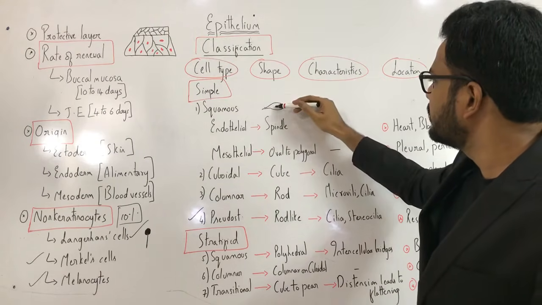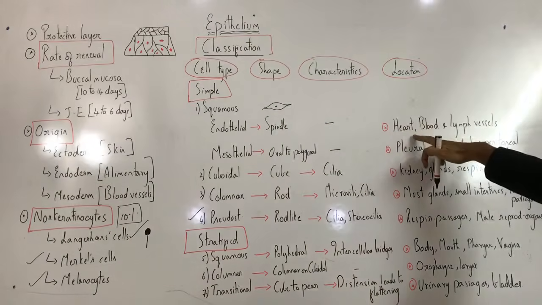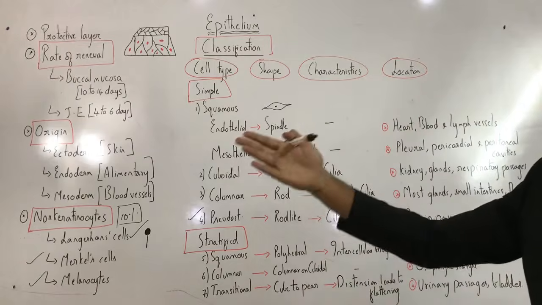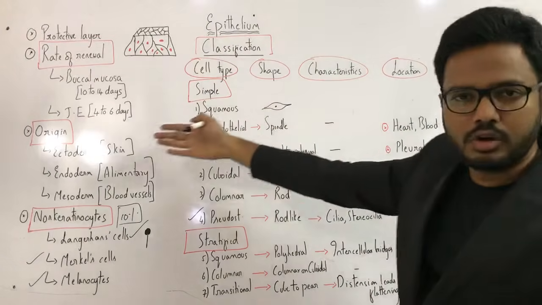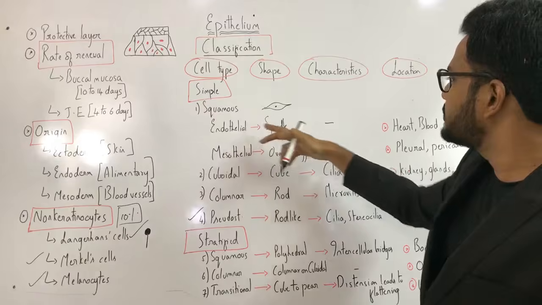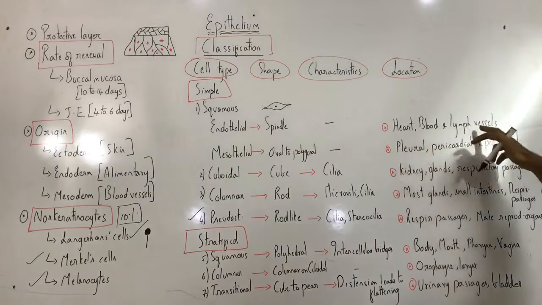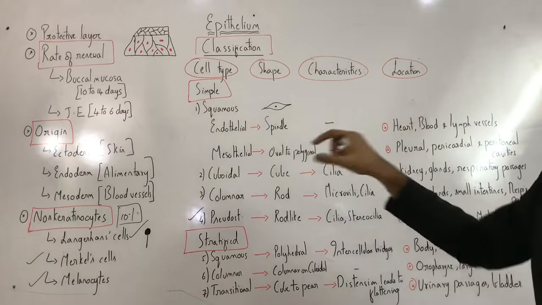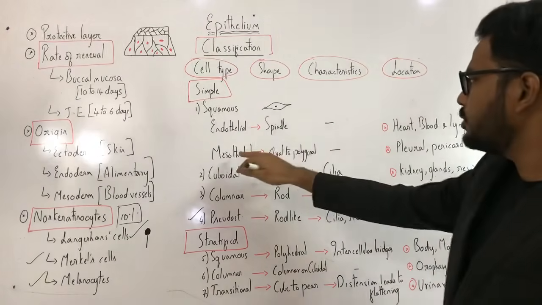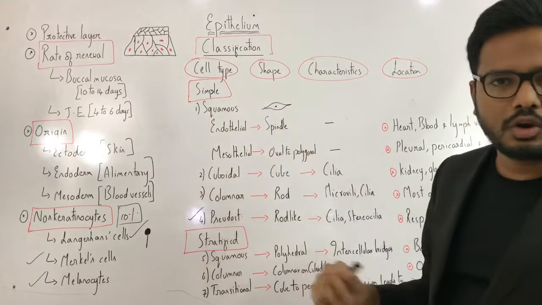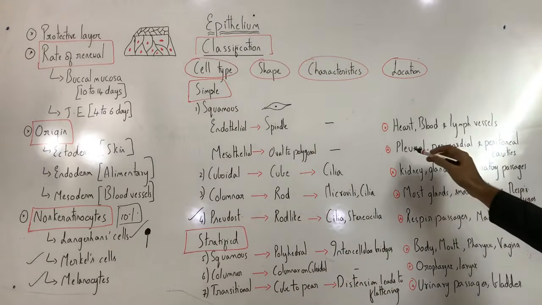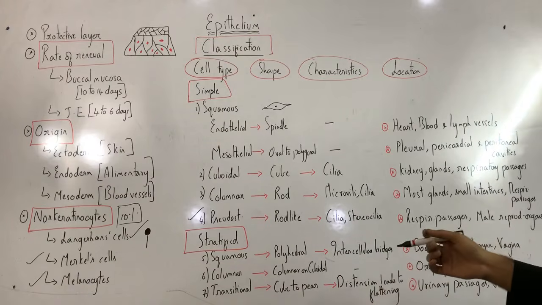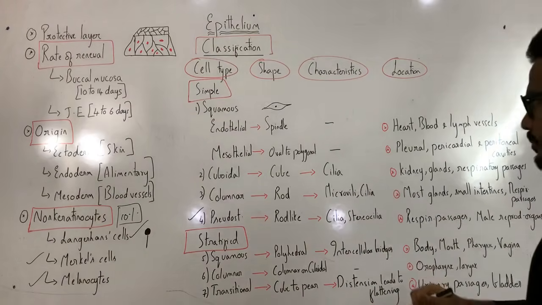right? And these are predominantly present covering your heart, blood vessels and lymph vessels. You know about endothelial lining, right? So we have discussed in pathology or elsewhere. So endothelial lining, spindle shape, present in heart, blood and lymph vessels. You can just make a note of these areas where a specific epithelium is present. Now come to mesothelium. They are oval to polygonal in shape and they are present lining your pleural cavities, peritoneal cavities and pericardial cavities. So all cavities, mesothelium, right?